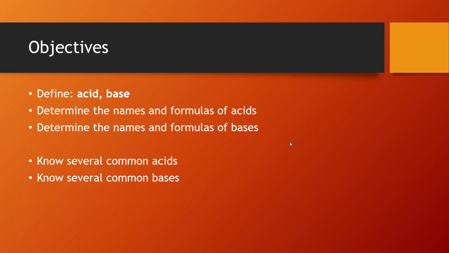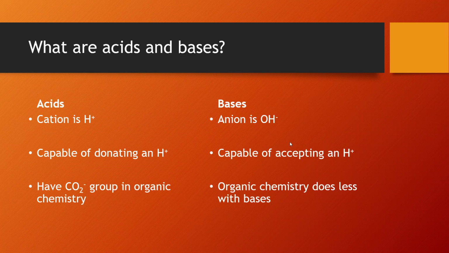Determine the names and formulas of acids and determine the names and formulas of bases. Of course, you should know several common acids and several common bases, just as general chemistry literacy. So what are acids and bases? Well, for acids, their cation is going to be H+, so that's going to be the hydrogen ion, which means when they are put in water, they are capable of, as we say, donating an H+, which means an H+ ion is going to come off of them when they go in water.